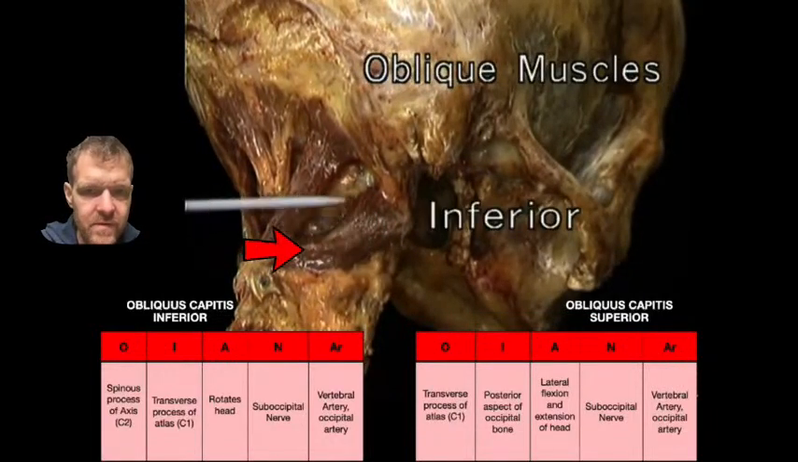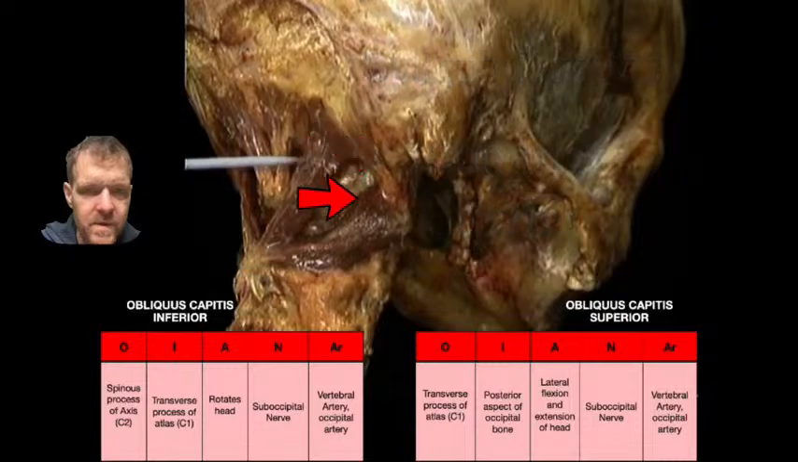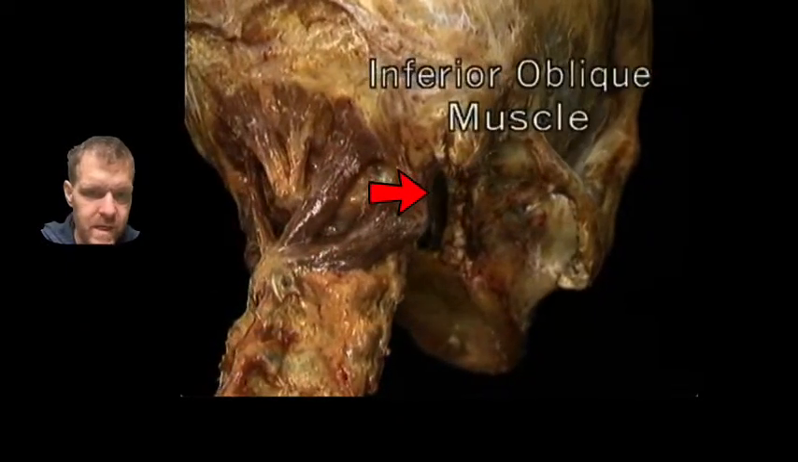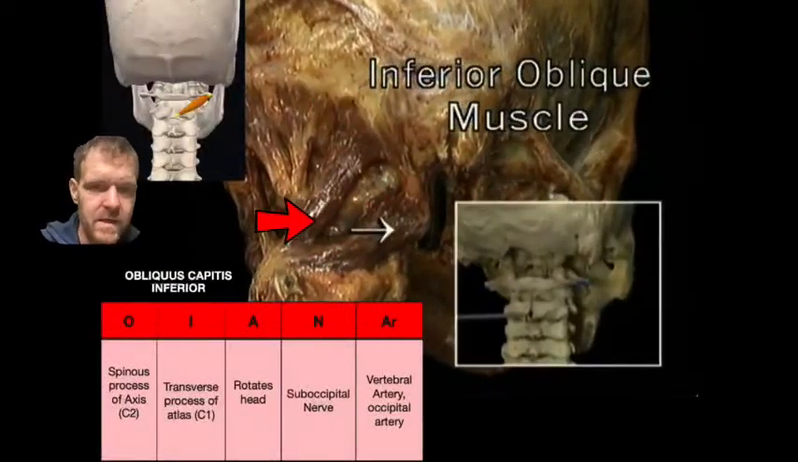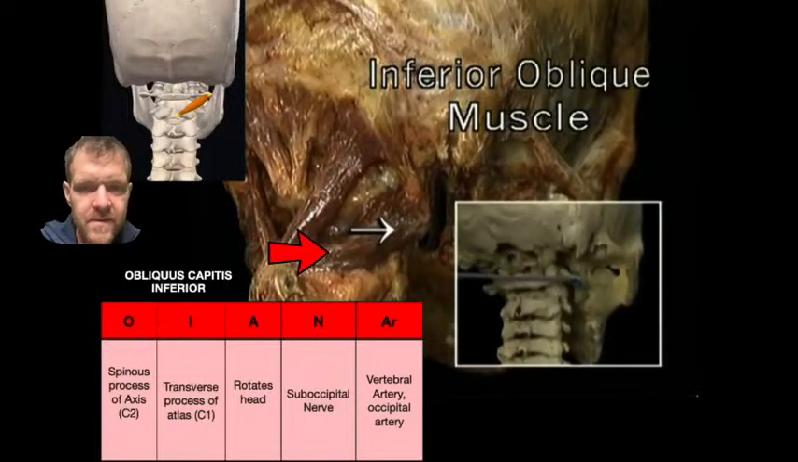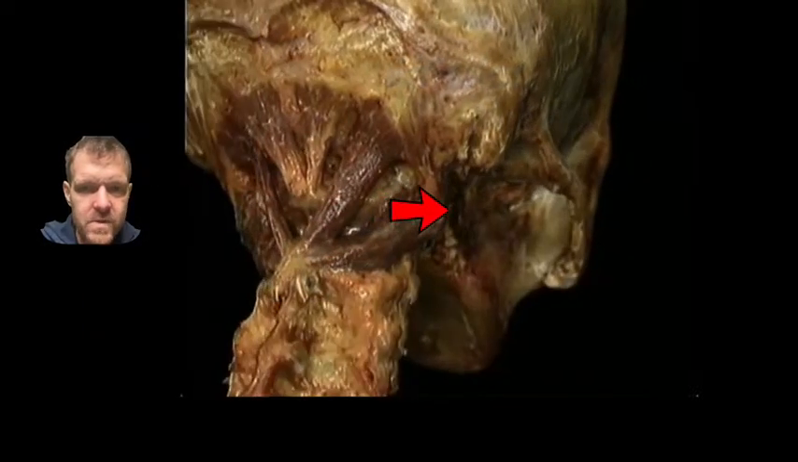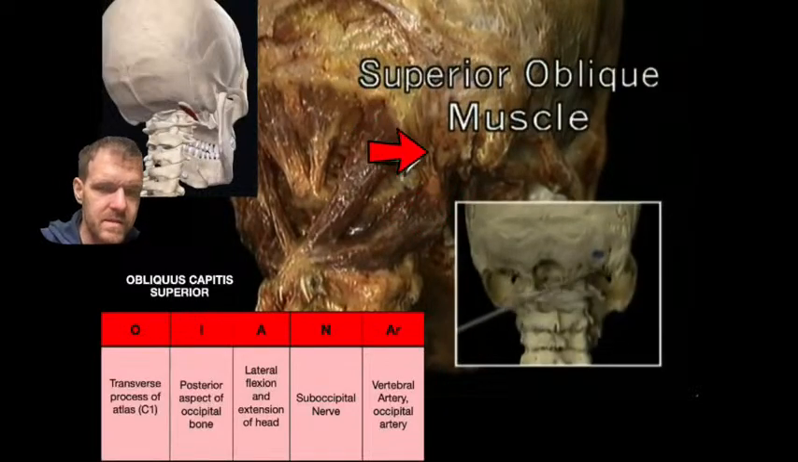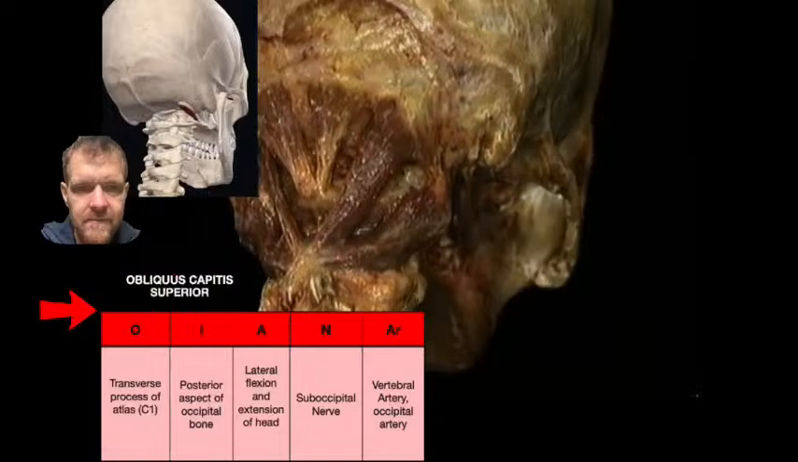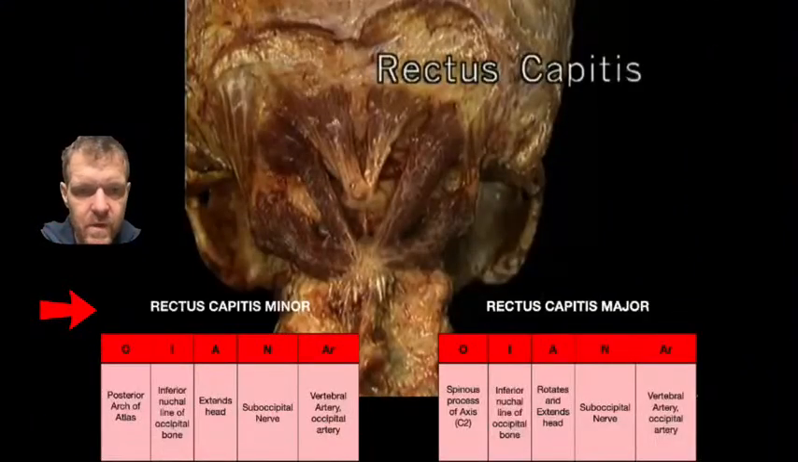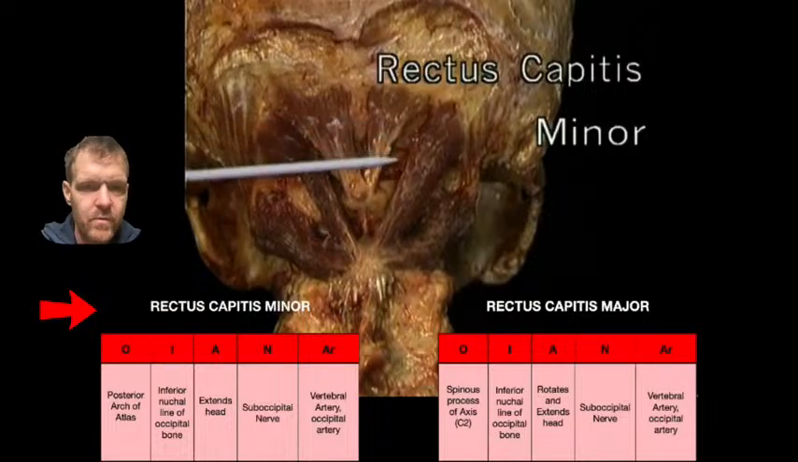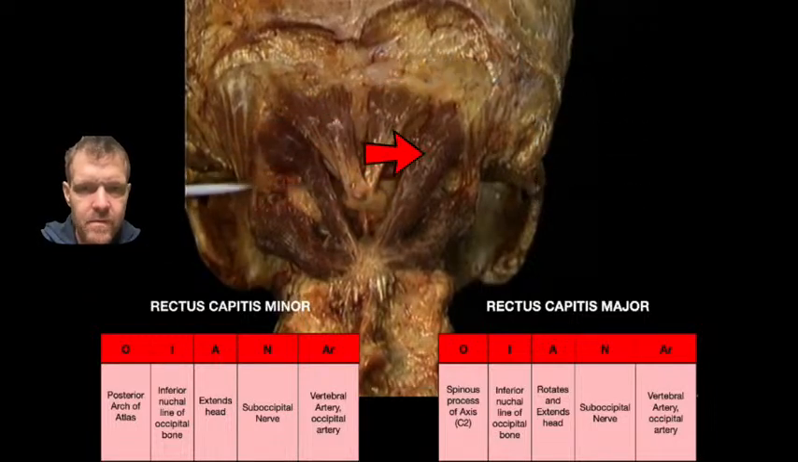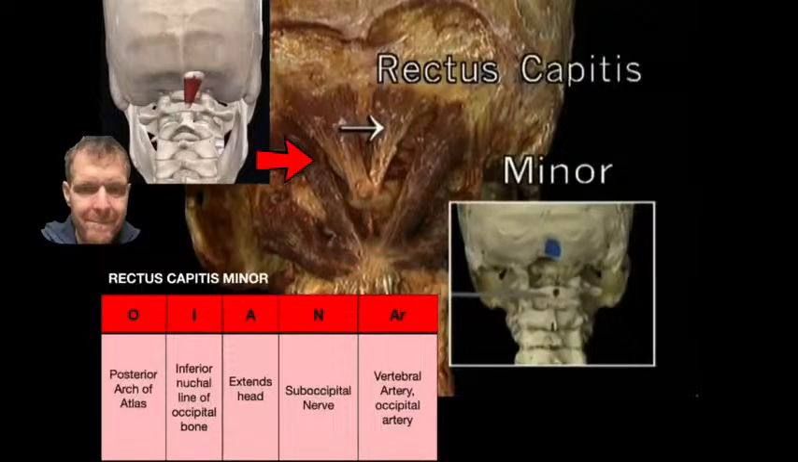Okay, so we've got the inferior one and then the superior one. So the inferior goes one way, superior kind of comes back and comes the other way. So that one onto the transverse process, and then that one from the transverse process onto the base of the skull. So you've got obliquus capitis superior. Let me just rewind that again. Let's have a look at that again. So rectus capitis minor, rectus capitis major.